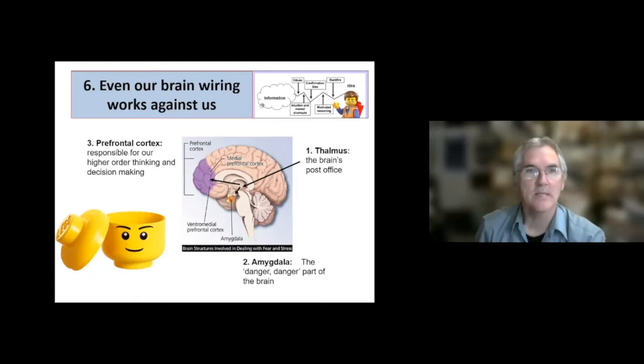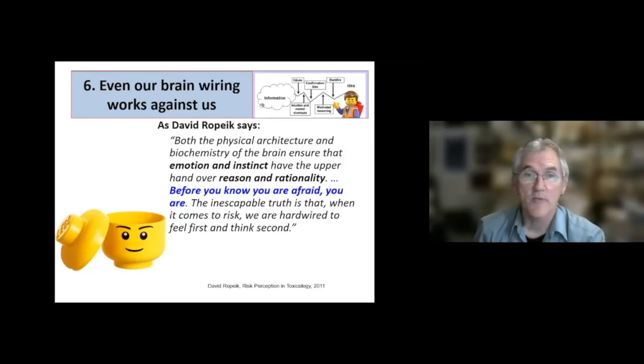So what this means is that the danger emotional part of our brain sits right next to the post office, and the higher order thinking and logic sits a long way away from the post office. As David Ropeik, who's written a very good paper on this, has said, both the physical architecture and biochemistry of the brain ensure that emotion and instinct have the upper hand over reason and rationality. Before you know you're afraid of something, you are afraid. The inescapable truth is that when it comes to risk, we are hardwired to feel first and think second.